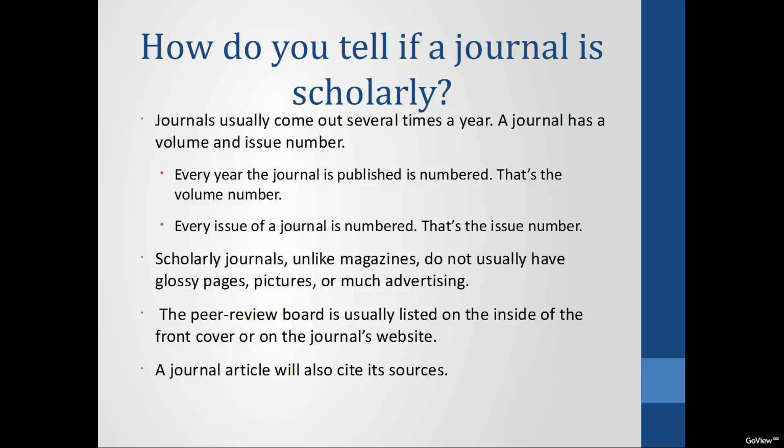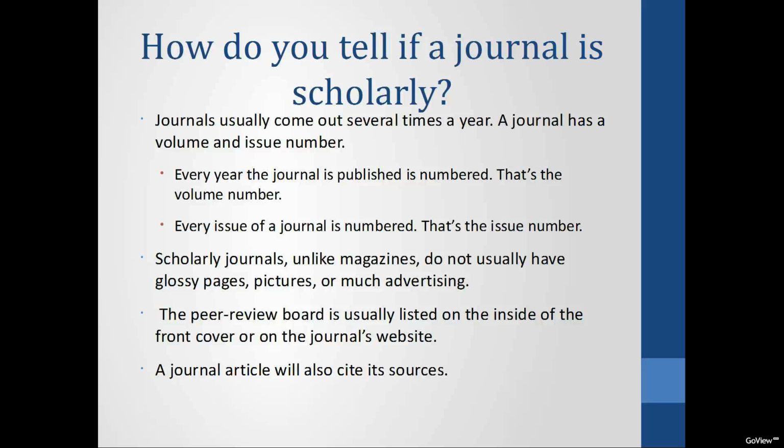Journals usually come out about 4 times a year, maybe only once a year. They're not monthly like a magazine, and so they have a volume and issue number. So they're not going to have like a September issue, an October issue. They will be, say, volume 50 and number 3 or something like that.